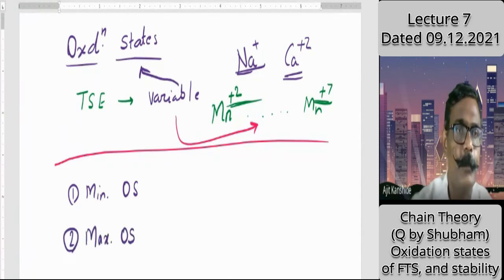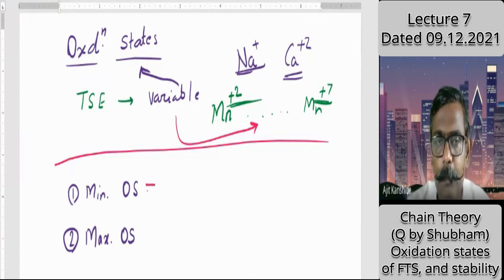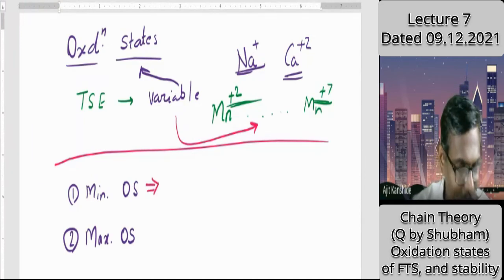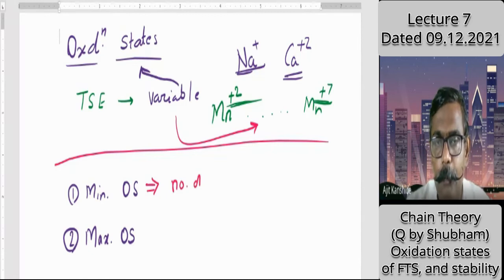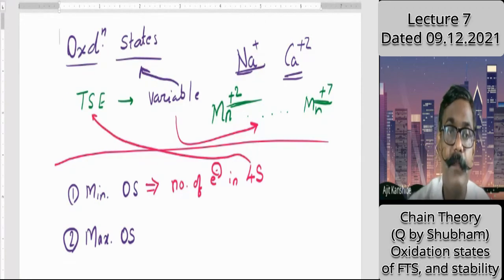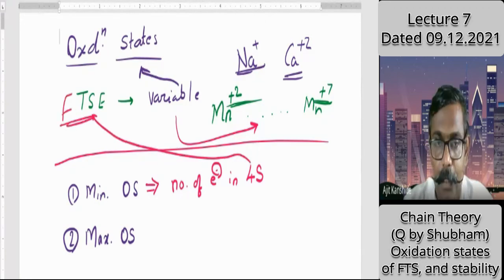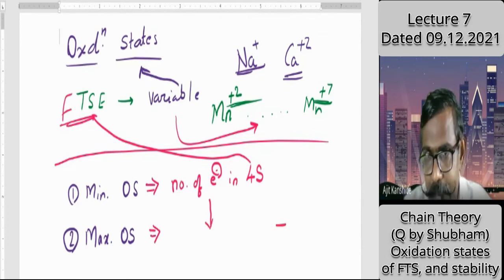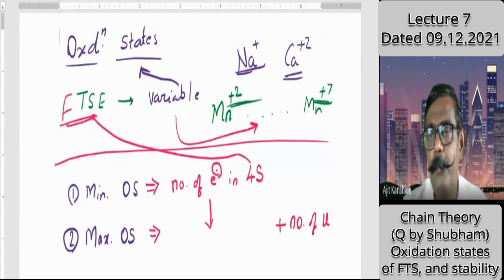Now listen carefully. What is the formula for the minimum oxidation state? The minimum oxidation state is equal to the number of electrons in 4s. I am talking about the first transition series elements. And the maximum oxidation state is equal to this number plus the number of unpaired electrons in the other orbital.